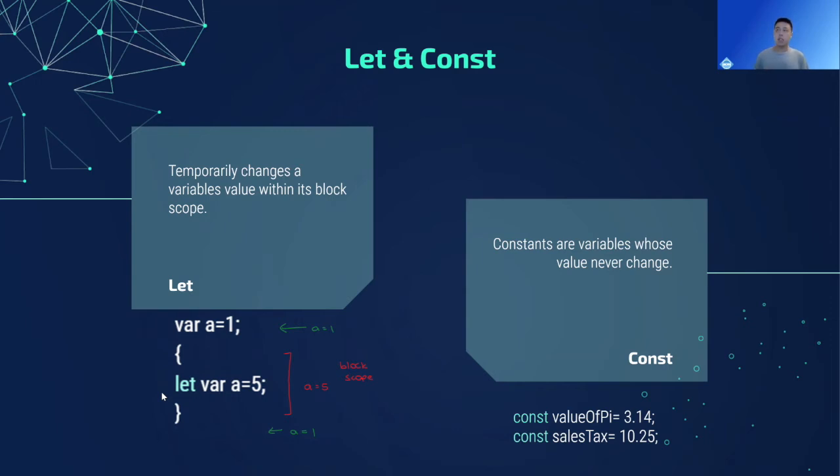This is useful in some cases where you might want a variable to have a different value in certain cases, while it stays the same everywhere else. Constants are variables whose values never change. Some things that are useful for constants are things like sales tax, the value of pi, and whatever else you would like to use that stays constant.